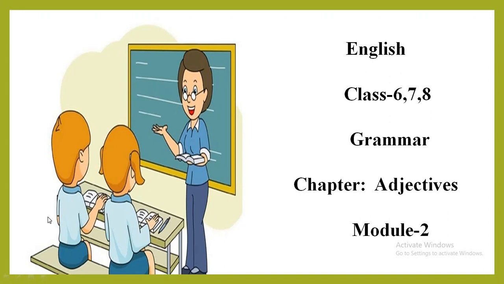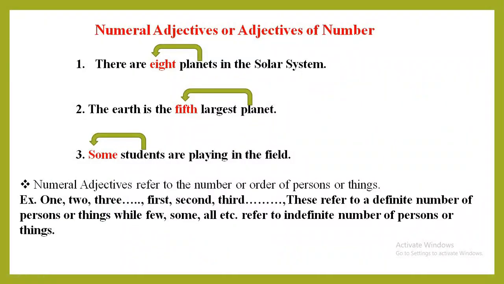Since we have discussed these, there are some more adjectives. Let's know about them. Numeral adjectives, or adjectives of number. To understand numeral adjectives, let's see these three examples. First is, there are 8 planets in the solar system. Now, what do you observe here? The word 8 denotes the number of planets.